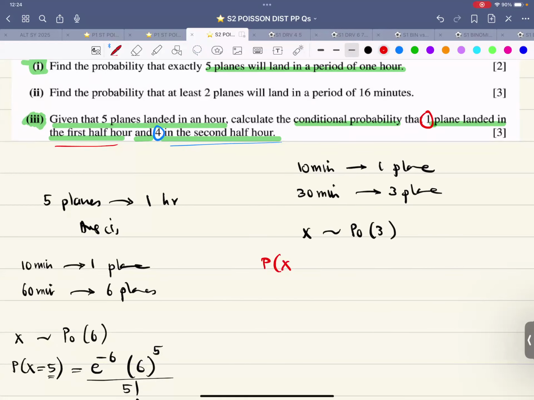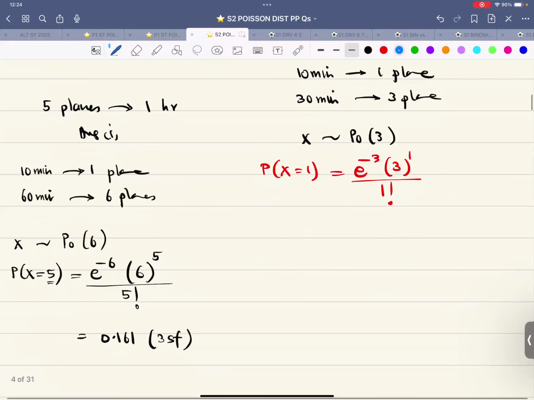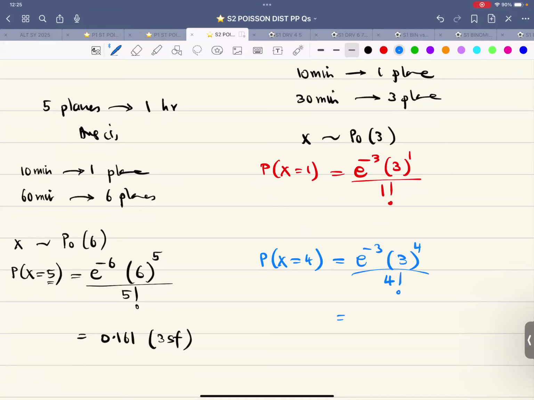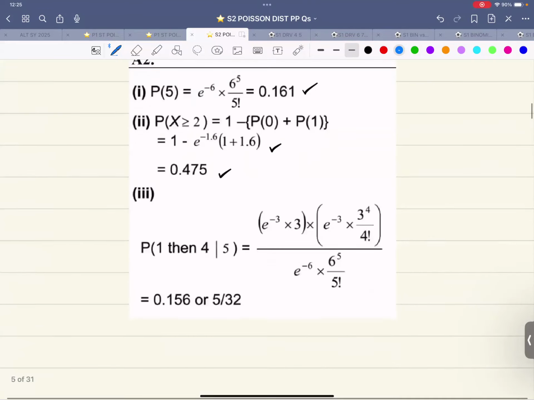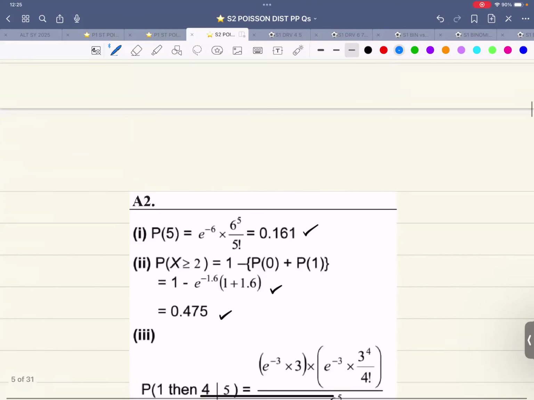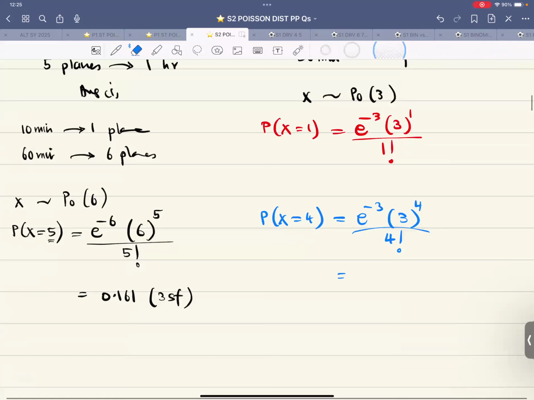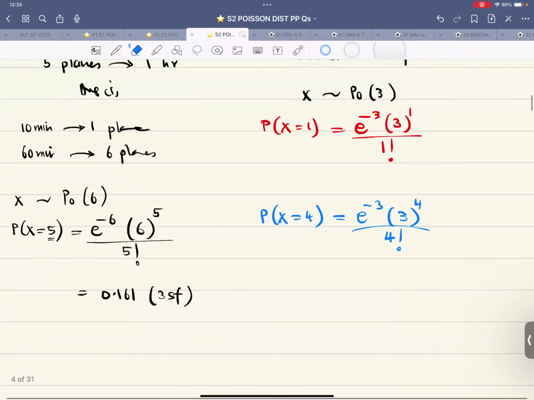So probability X is equals to 1: e raised to power of minus lambda, lambda raised to power of 1 divided by 1 factorial. And similarly, I need to calculate probability X is equals to 4: e raised to power of minus lambda, and then it's lambda raised to power of 4 over 4 factorial. So let me look at the answers for this. They have written it without the working. So let me just follow the same process and let me write it as it is.